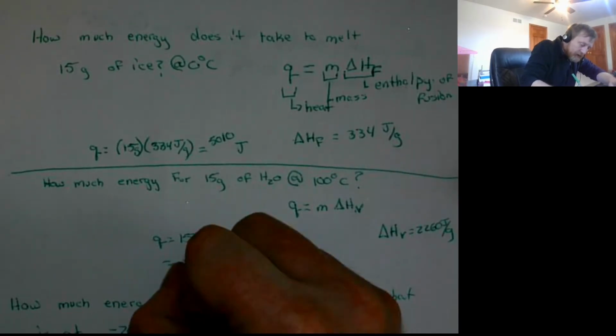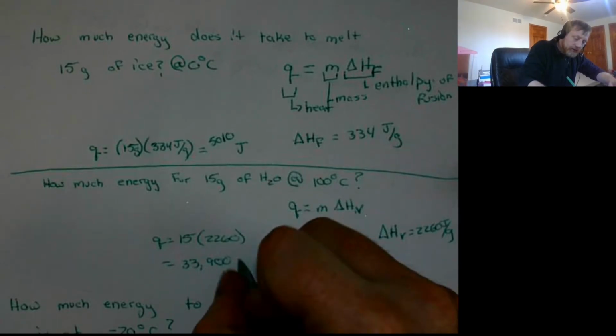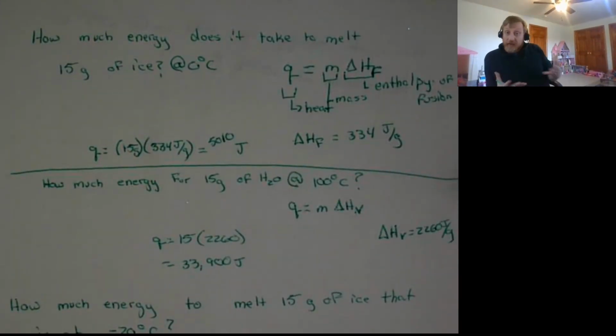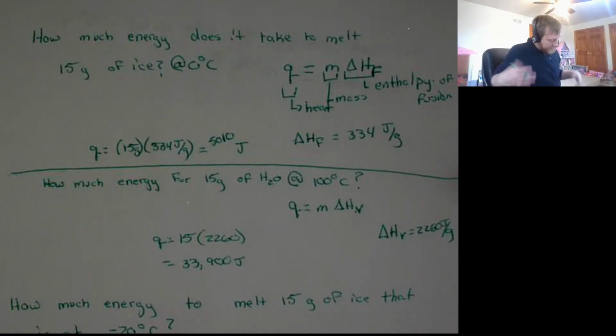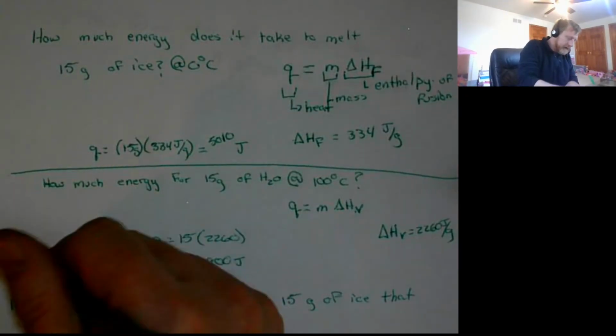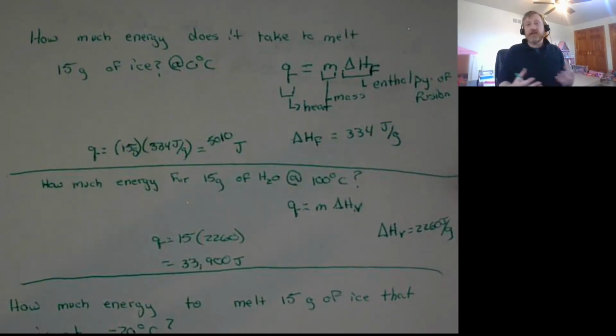And so we have 33,900 joules. So, yeah, look, it takes about 7 times, actually just under 7 times, as much energy to vaporize a substance, or water in particular, as it does to melt it. Okay. So that's simple phase transitions, that's melting, that's vaporizing.